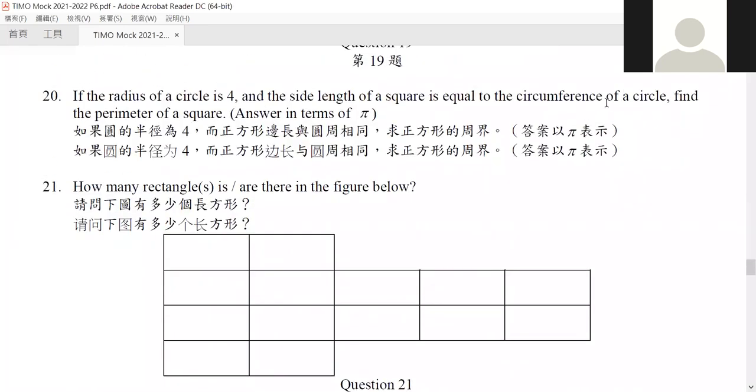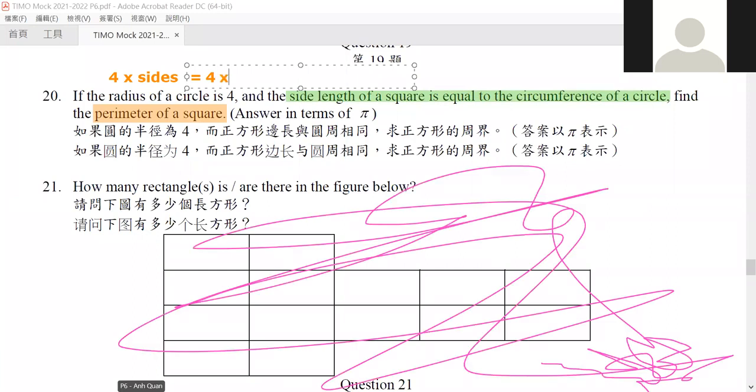If the radius of a circle is 4 and the side of a square is equal to the circumference of the circle, find the perimeter of the square. What is the perimeter? The perimeter of a square is exactly 4 times the side, right? But what is the side? The side length of the square is equal to the circumference, right? So it equals 4 times the circumference.